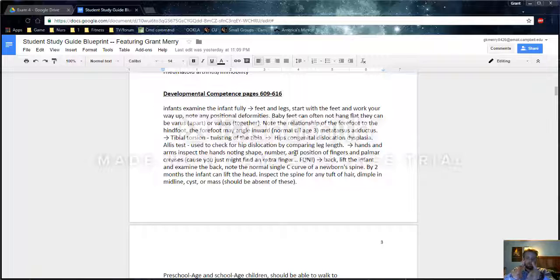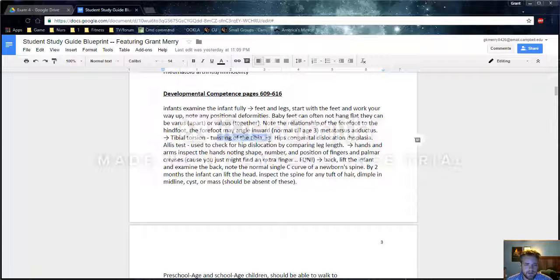They can be varus apart and valgus together. So they swing sort of like a ship at an amusement park. Varus out, valgus together. Note the relationship of the forefoot to the hindfoot. The forefoot may angle inward and be normal until age 3, and that's metatarsal adductus. Adductus, the D's are together, so the feet are together. And that's going closer to your zero position, or closer together.